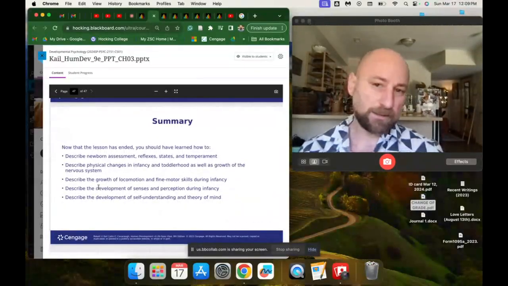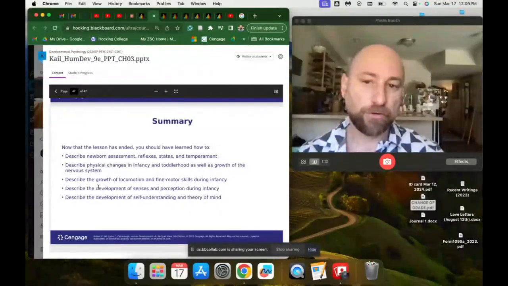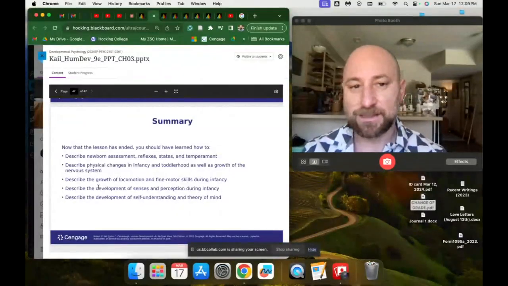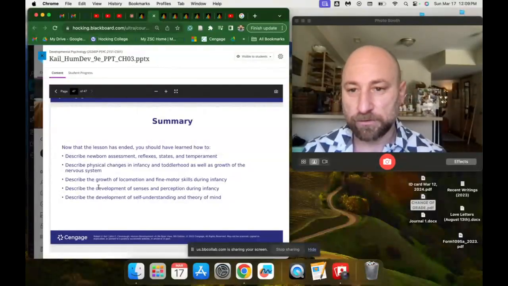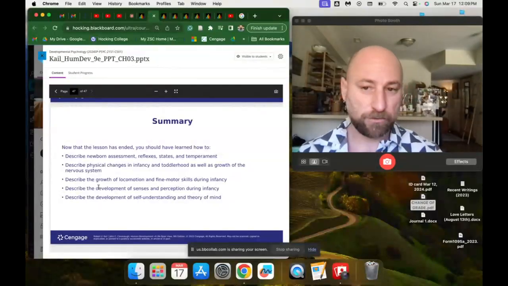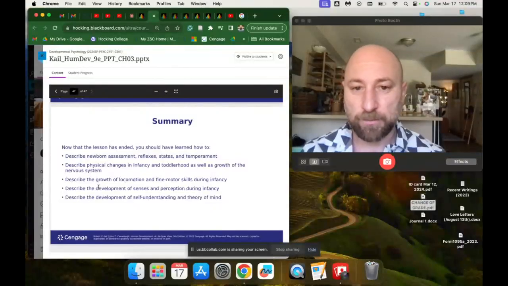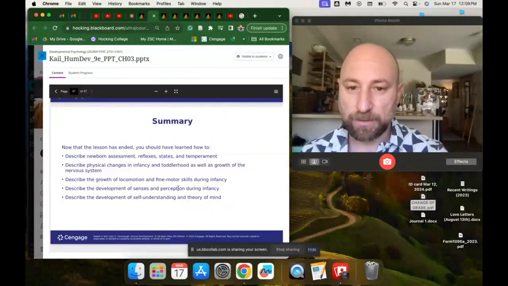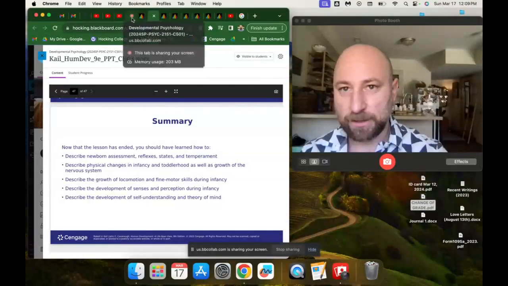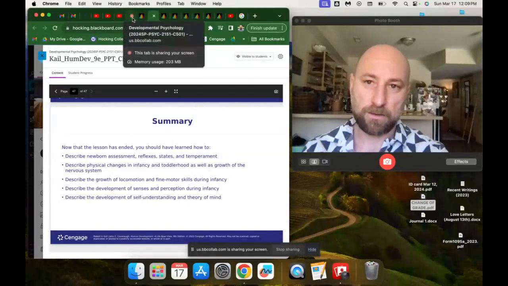Okay, summary. Now that the lesson has ended, you should have learned how to describe newborn assessment, reflexes, states, and temperament. Describe physical changes in infancy and toddlerhood, as well as the growth of the nervous system. Describe the growth of locomotion and fine motor skills during infancy. Describe the development of senses and perception during infancy. Describe the development of self-understanding and a theory of mind.